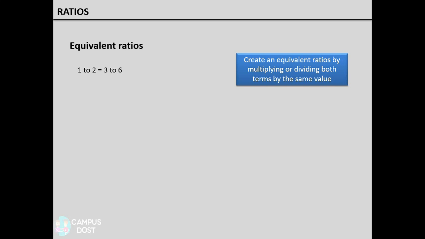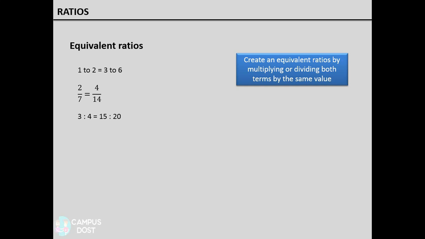So, we say that 1 to 2 and 3 to 6 are equivalent ratios. Now, we can create equivalent ratios by multiplying or dividing both terms by the same value. So, for example, if we take the ratio 2 to 7 and multiply both terms by 2, we get the equivalent ratio 4 to 14. Similarly, if we take the ratio 2 to 4 and multiply both terms by 5, we get the equivalent ratio 10 to 20.